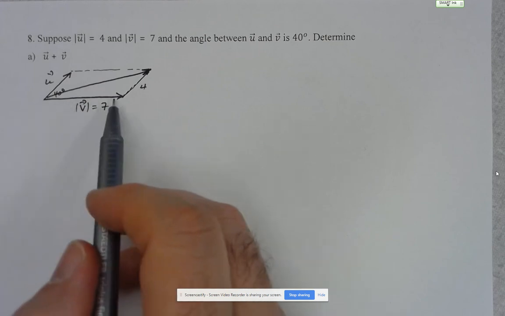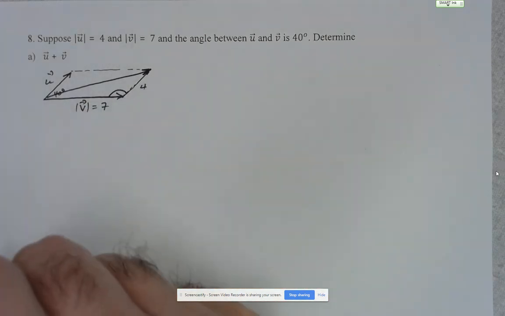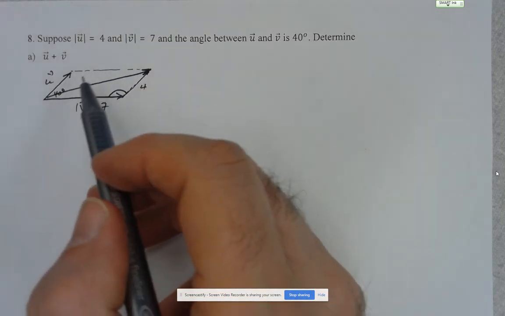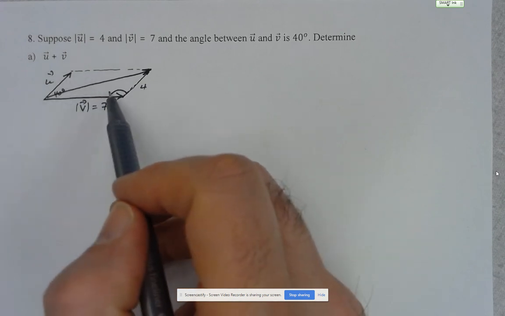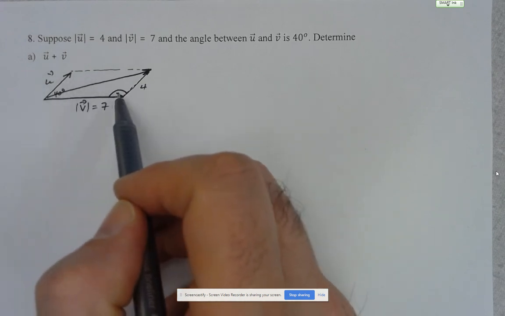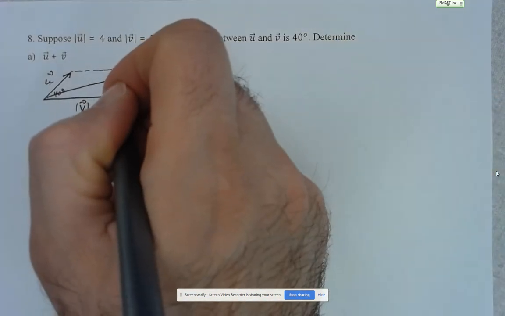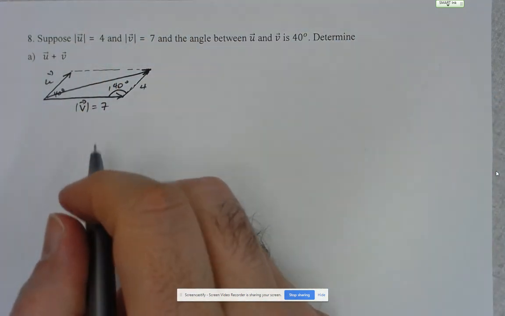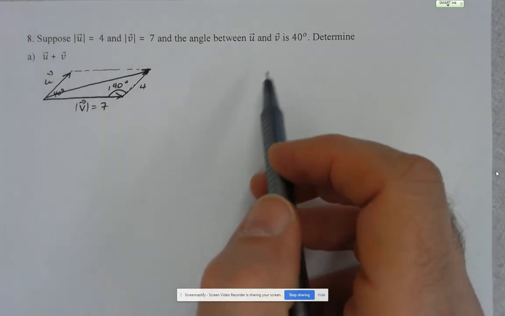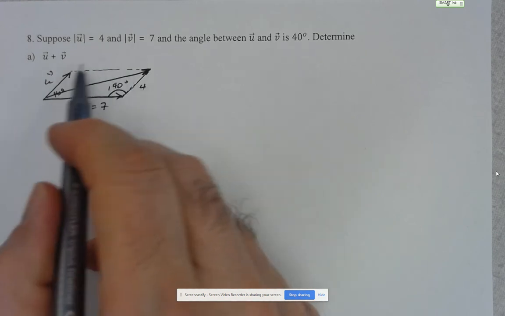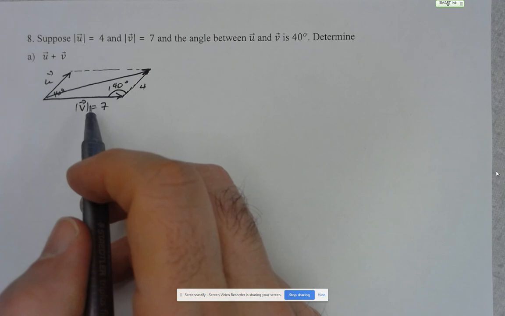But when I'm adding them together tip to tail, the angle that I'm actually going to work with is this one here. Hopefully you can see very easily that because these two vectors are parallel to each other, these two angles are just going to be supplementary. In other words, this is 180 minus 40. So this is 140 degrees. So when you're working in this situation, don't automatically assume that you're going to be working with the angle that's given. In this case, we have to draw the diagram to interpret what angle we should actually be working with.